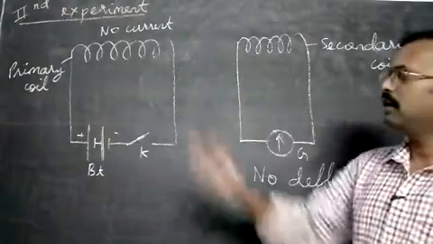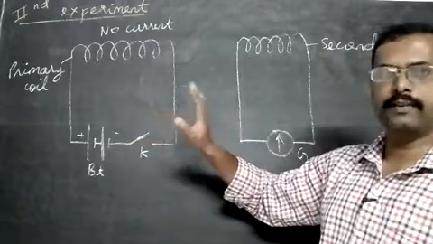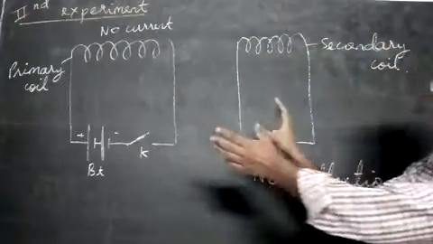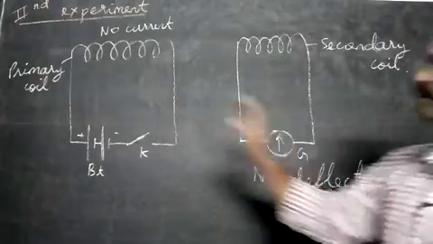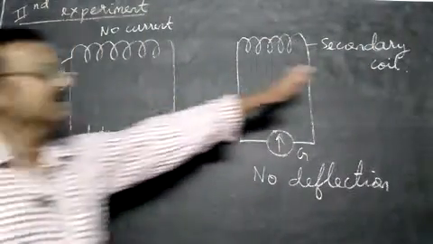A solenoid means what? It's a coil of wire, and you connect it to a battery and a key. So it's like this way. There are two coils here, kept very close by. This left side one is the primary coil, and this is the secondary coil.